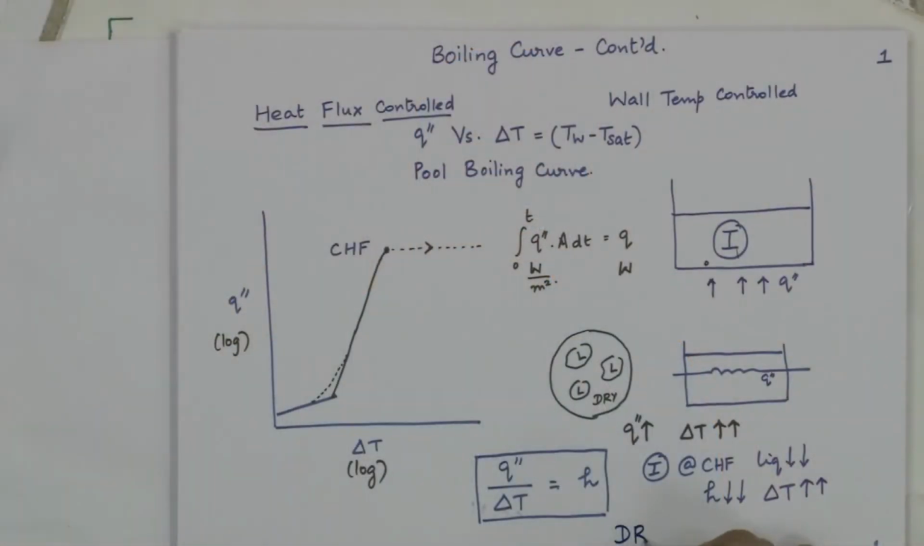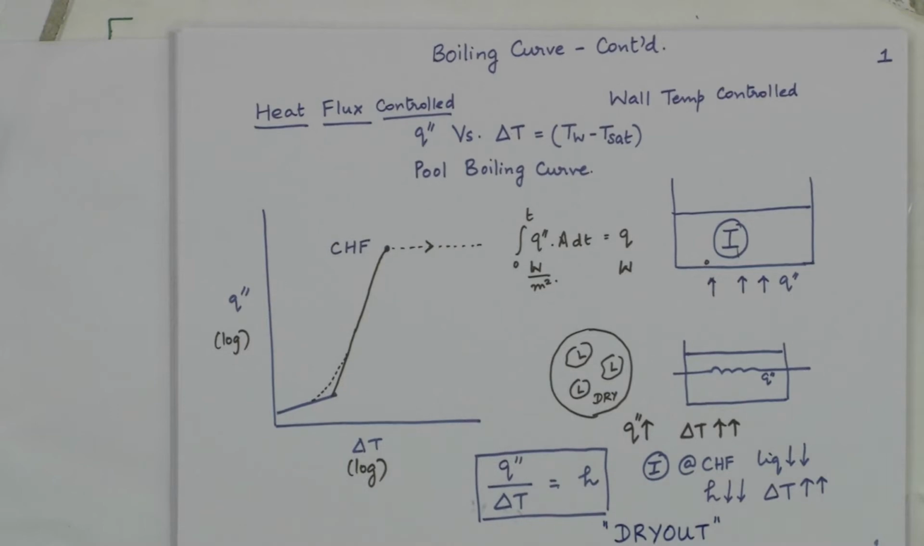The mechanism by which this so-called CHF occurs in this case is what we call dry out. It is a very important term. Dry out, the English term: something is there, now it is dry. What was there? Liquid was there. The liquid is no longer in contact with the heated surface. The heated surface is as if it is dry. That is why it is called dry out. So, dry out is the mechanism by which this sudden increase in the wall temperature happens.